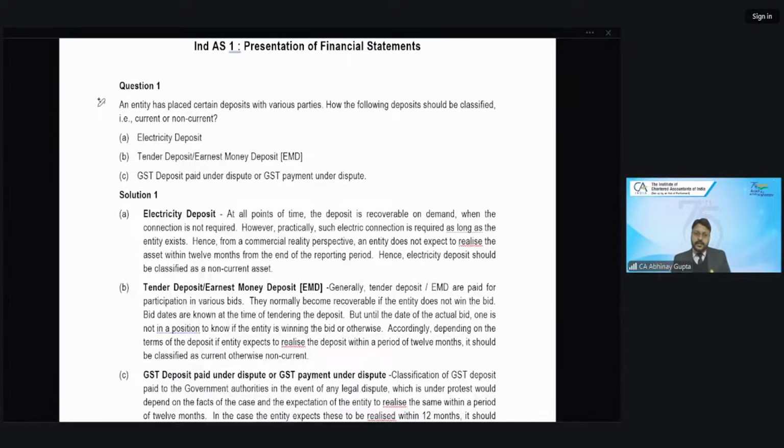Are there any specific items, or can we go ahead and present anything in OCI? Revaluation, okay. What else?